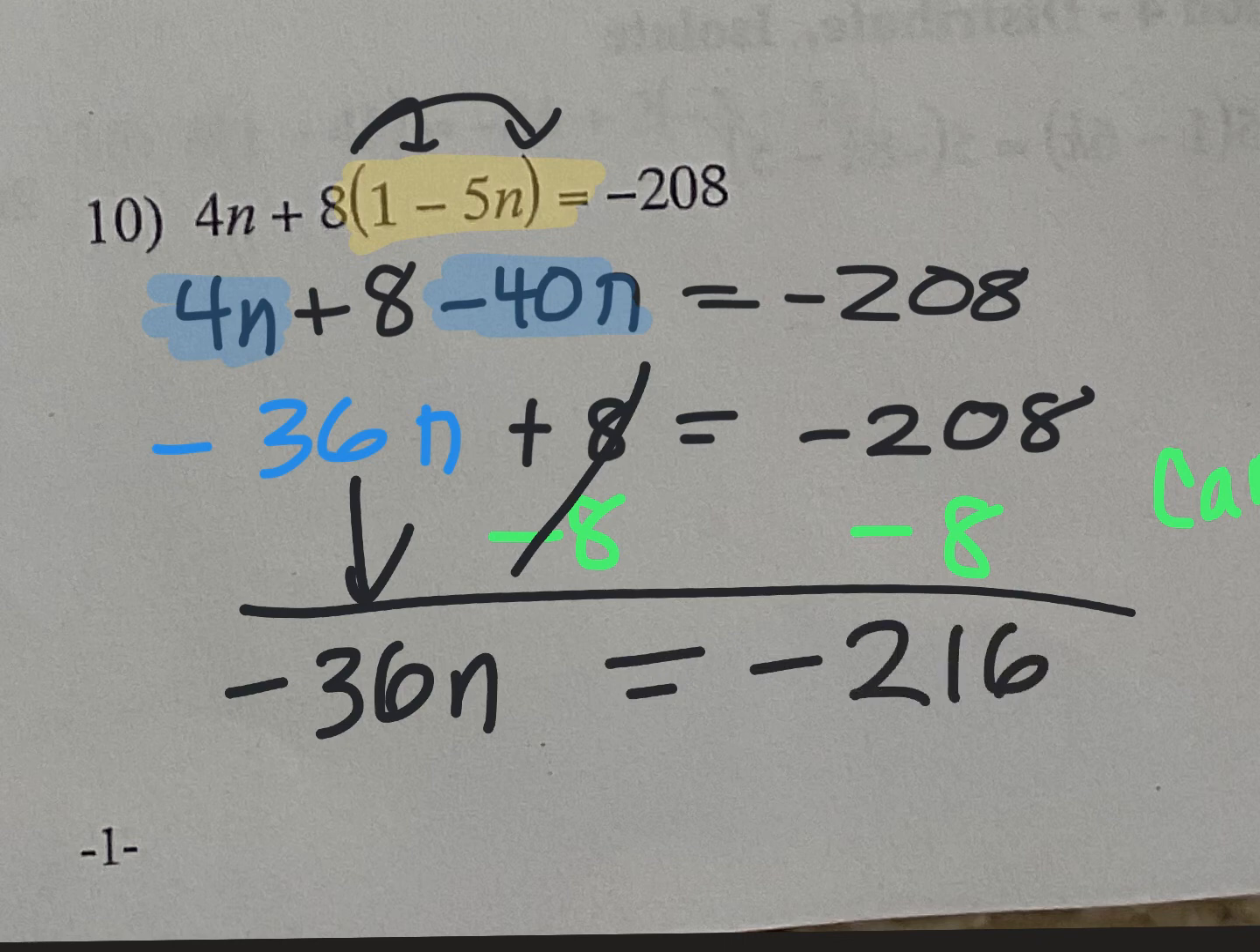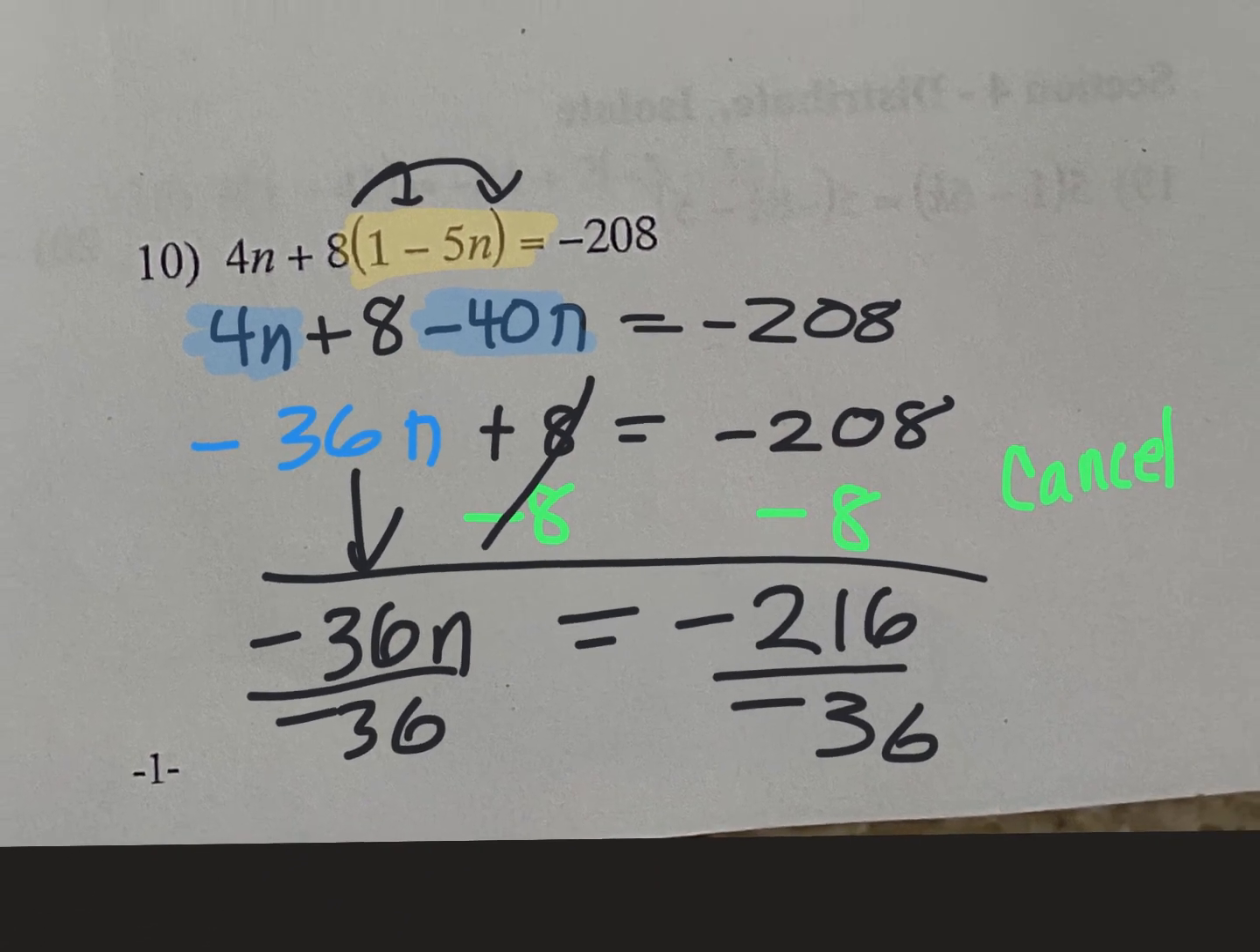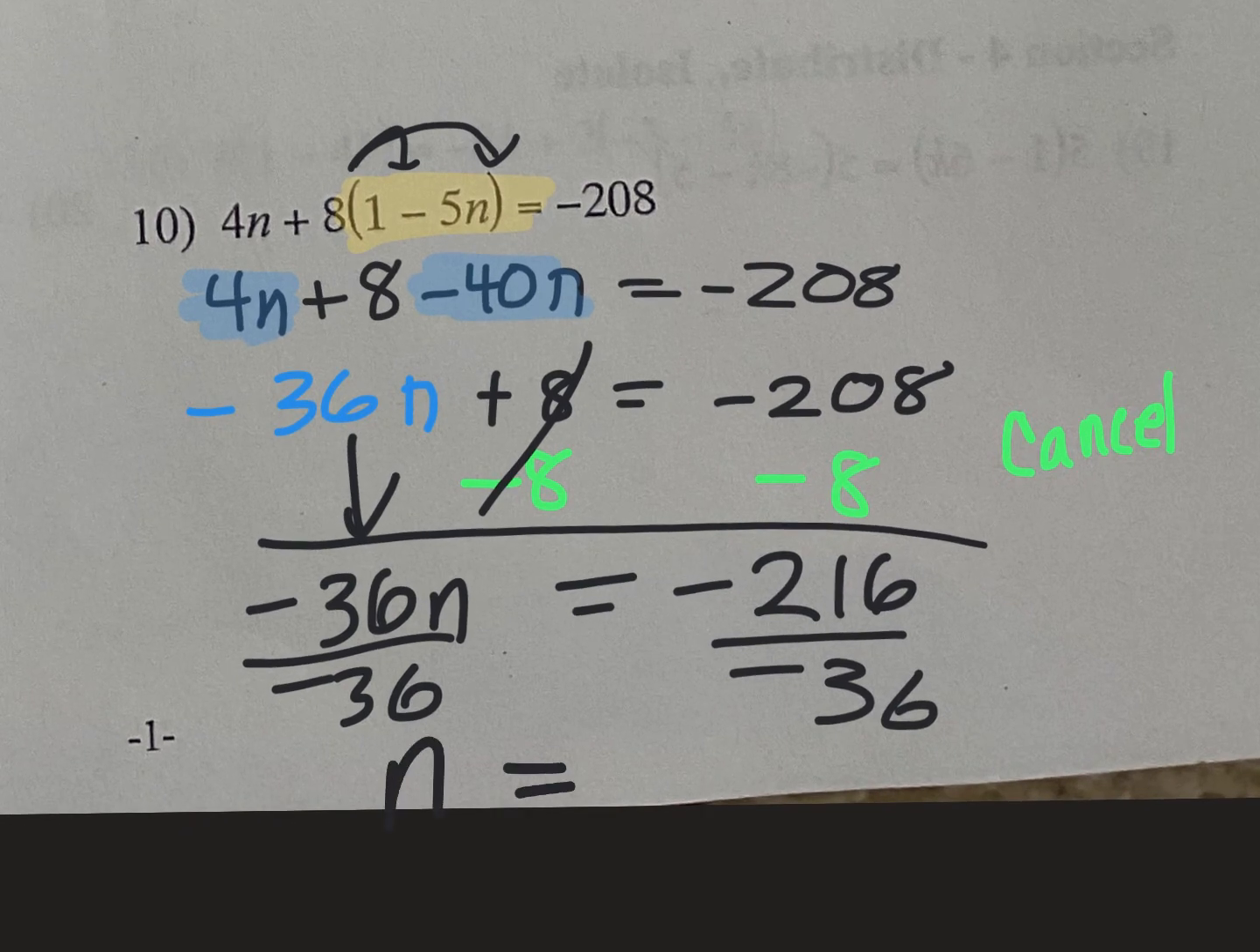That is not going to be negative 200. If you've got negative 208, but you are going down 8 more, that's actually getting more negative, okay? So it's going to be negative 216. Last but not least, divide both sides by negative 36. n is equal to, it's positive 6, right?